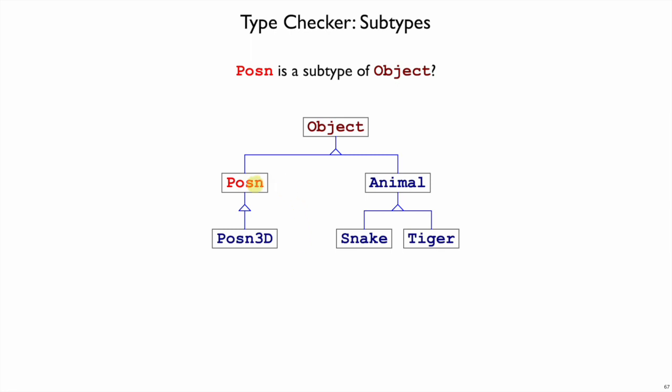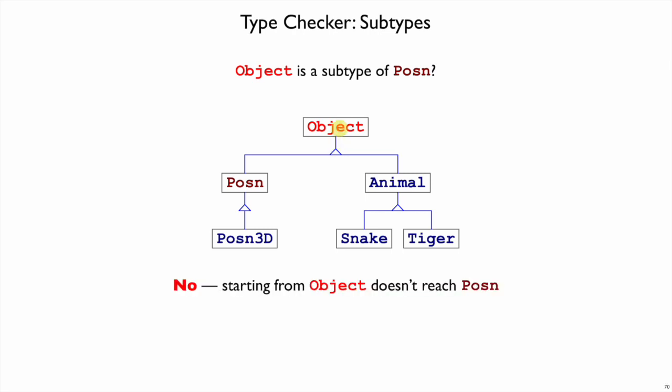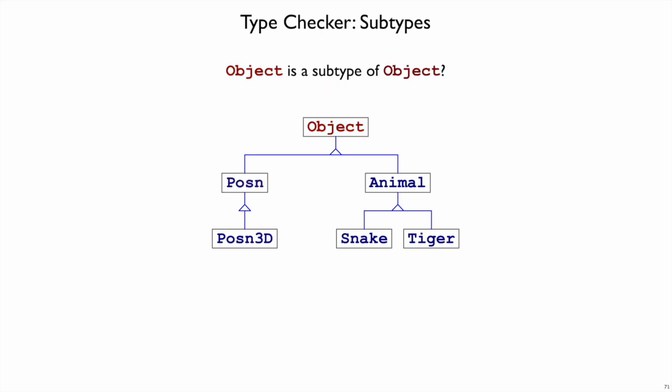Again, if someone is asking, is Posn a subtype of object? The answer is yes, because we can start at Posn, follow superclasses until we get to object, which is what we were looking for. Right? Is object a subtype of Posn, though? No, because if we start at object and follow superclasses, we don't get anywhere, and so we never see Posn. So we don't get to Posn starting from object, only the other way around, which is why Posn is a subtype of object.